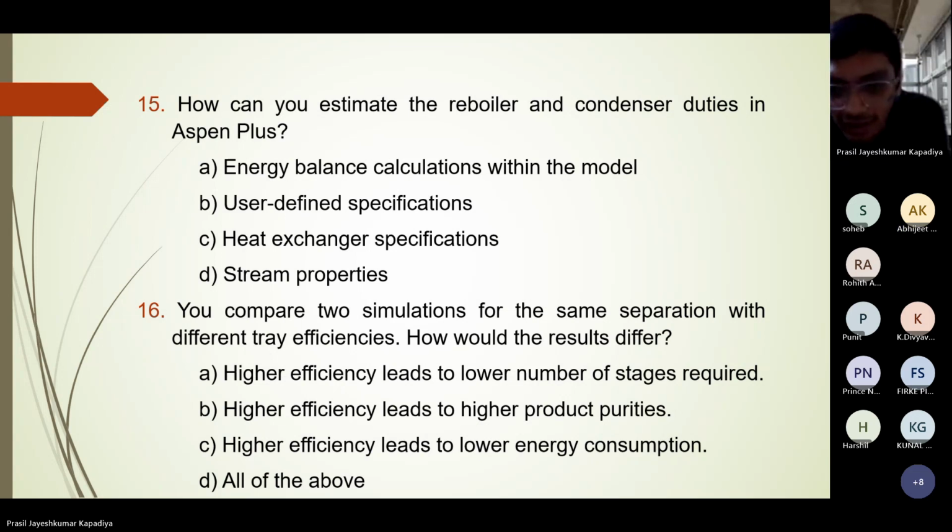How high is the efficiency? Higher efficiency leads to a low number of stages. The higher the efficiency, the number of stages will be minimum. The higher the efficiency, the actual ideal equilibrium will be achieved.